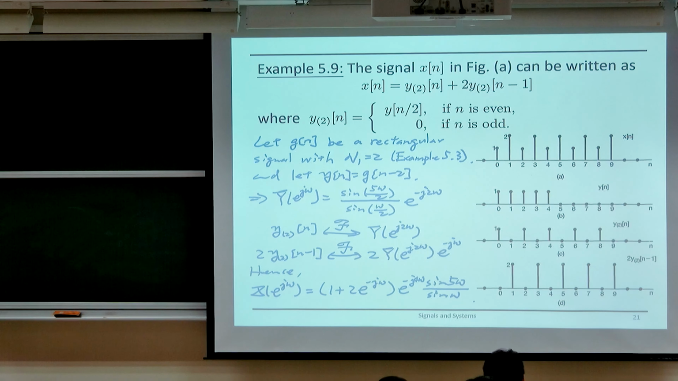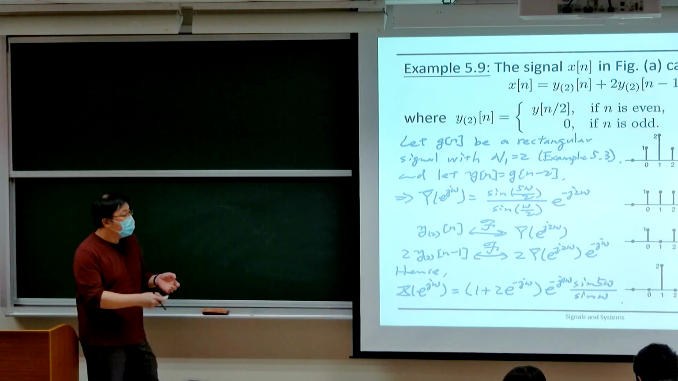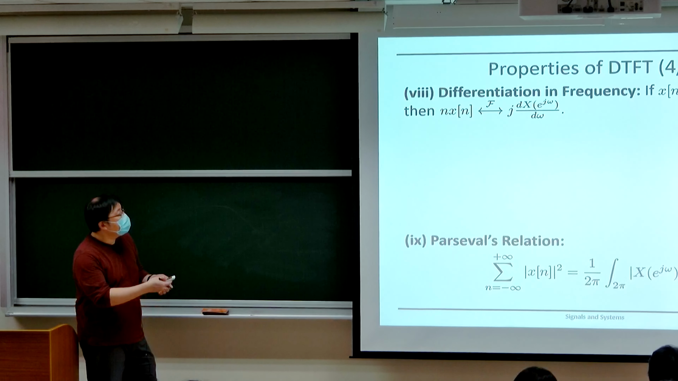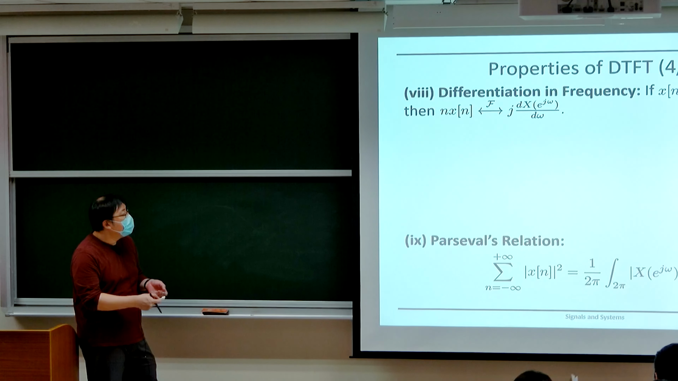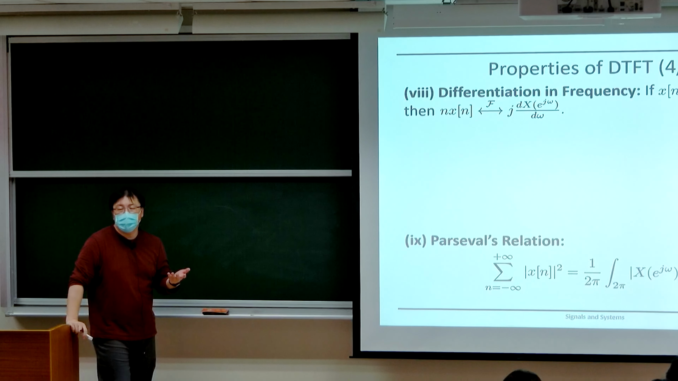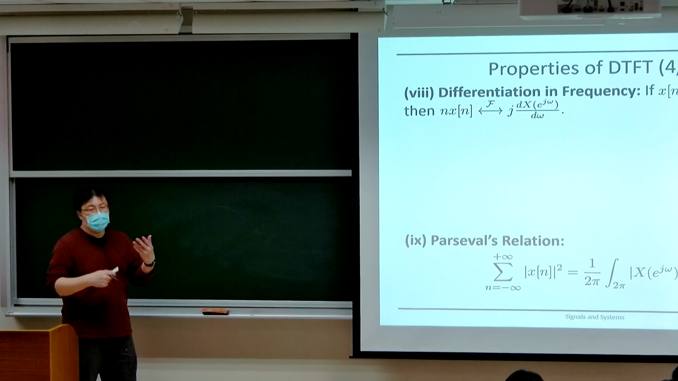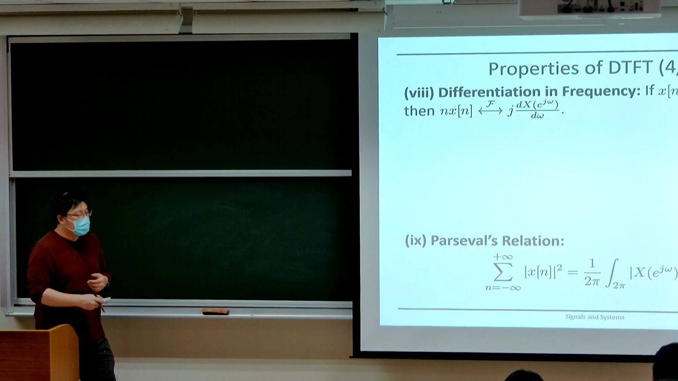All right, so that's all. Next week, we'll continue to finish up this part of chapter 5. Everything is more or less the same as in the continuous time case, so I didn't want to spend too much time on this. We also have differentiation in frequency and Parseval's relation. And then in the next set of slides, we have the convolution property and multiplication property. This is just repeating again for the discrete time case.